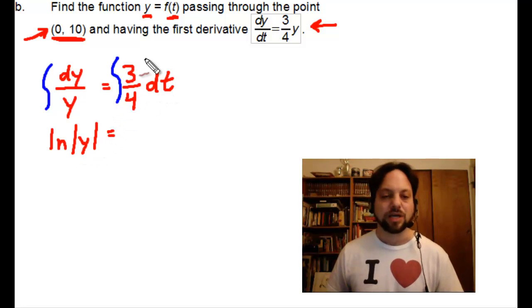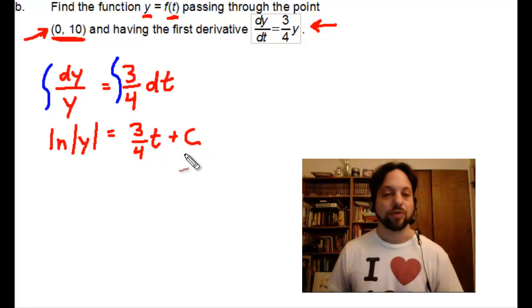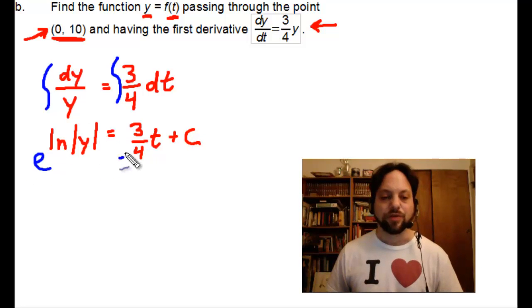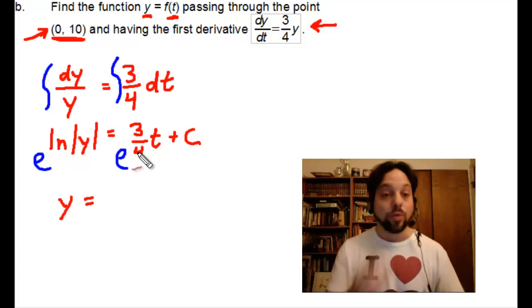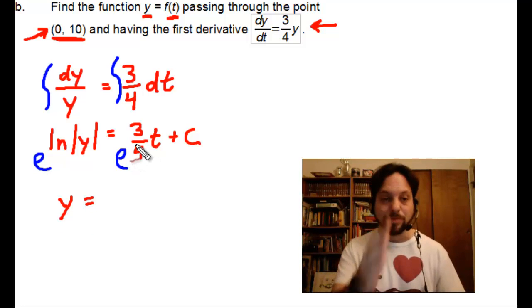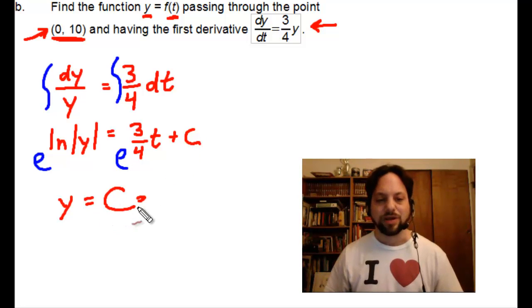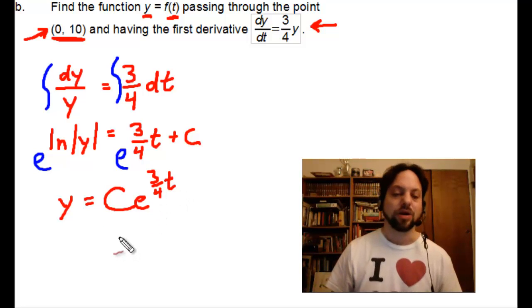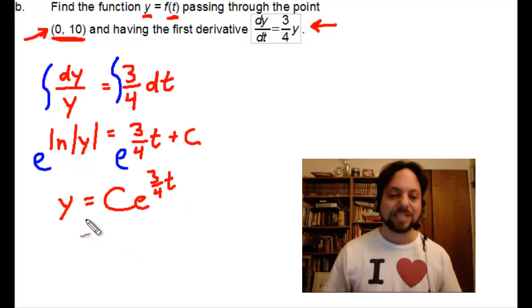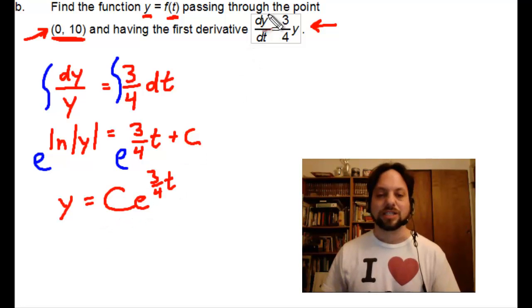And then on the right, the integral of 3/4 dt is simply going to be 3/4 t plus our constant of integration. Don't forget that. Alright, well, we need to get y by itself, so if we exponentiate both sides, we'll simply get y equals, remember that trick from example A? Remember that trick where we pulled the c down and turned it into some other constant? Well, here we go again. c e to the 3/4 t power. Alright, so that is our general solution to this differential equation.